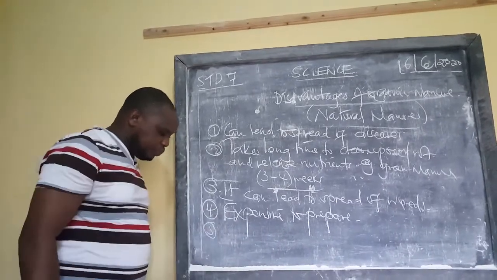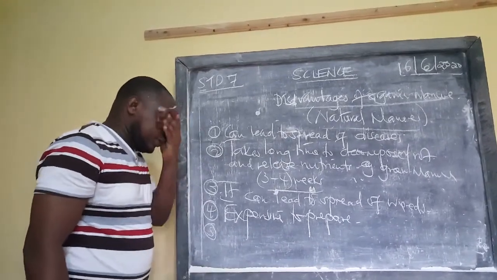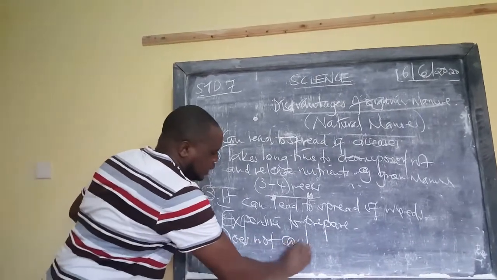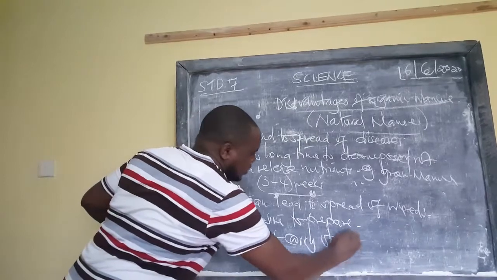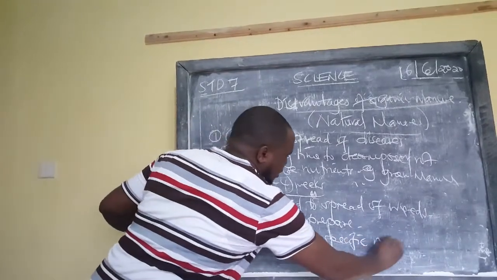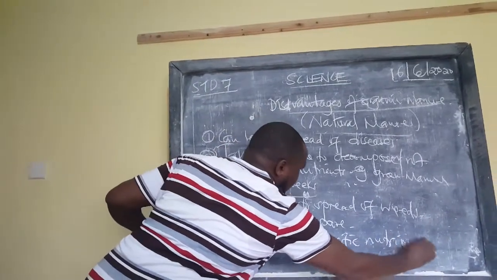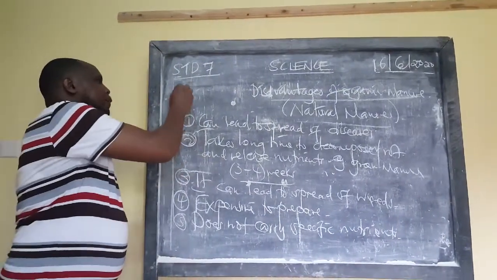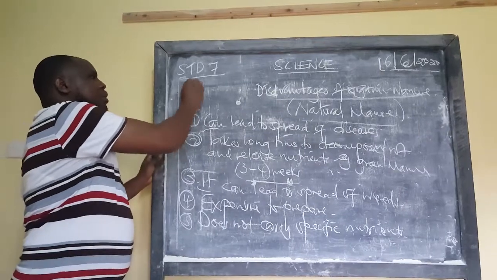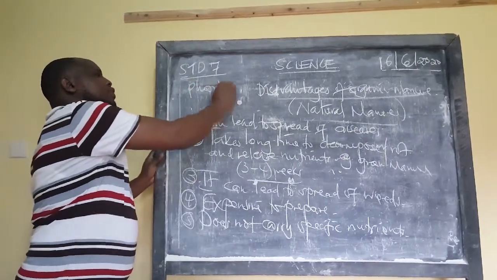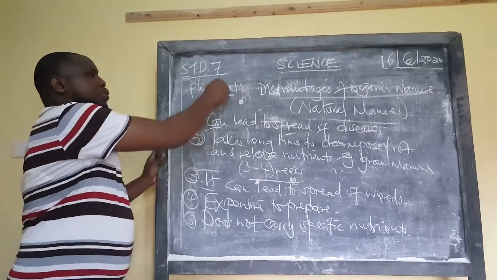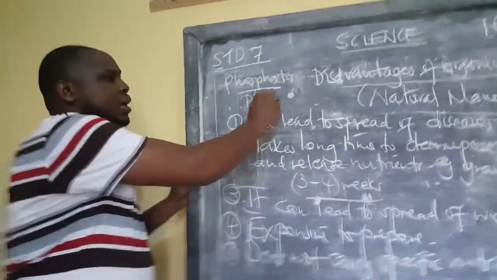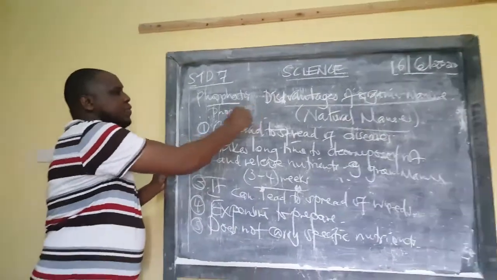Then number 5, does not carry specific nutrients. Lana, when you talk about specific nutrients, it's like when you are applying phosphatic fertilizer. You know what nutrient are you applying here, Lana? You understand that you are adding phosphorus to the soil. That is what we talk about, specific nutrient.